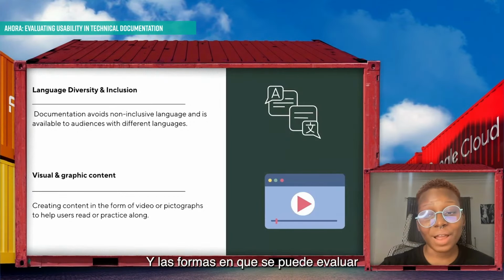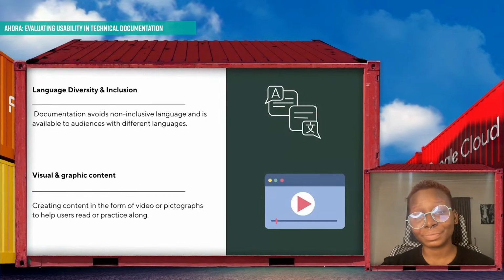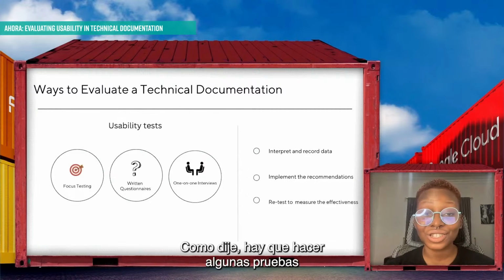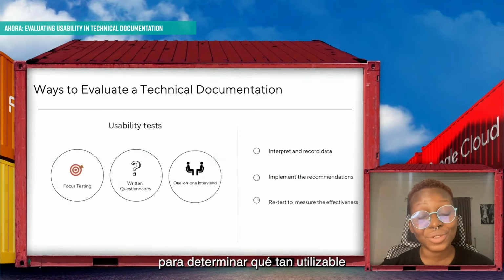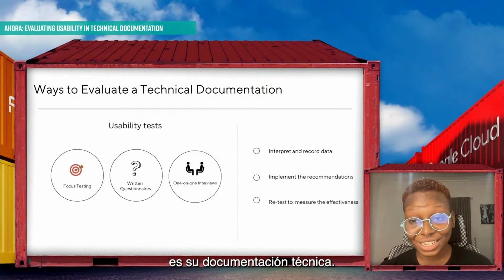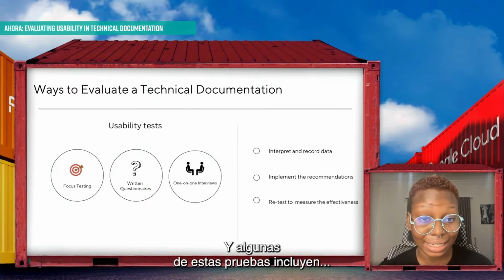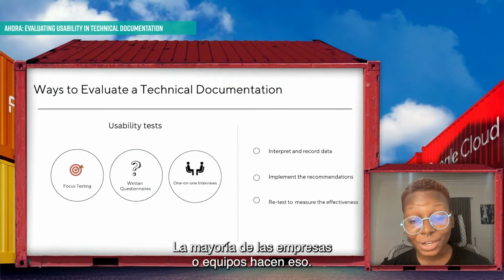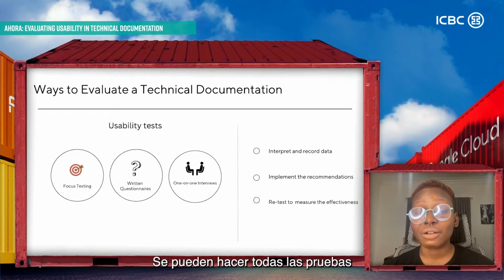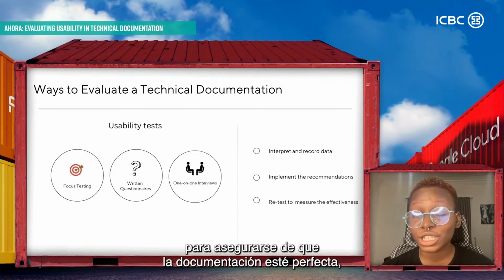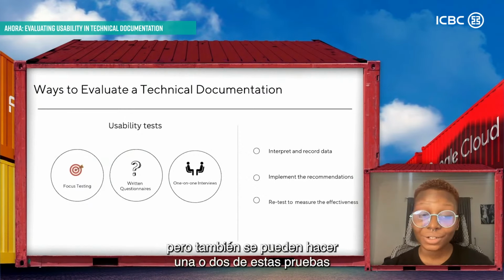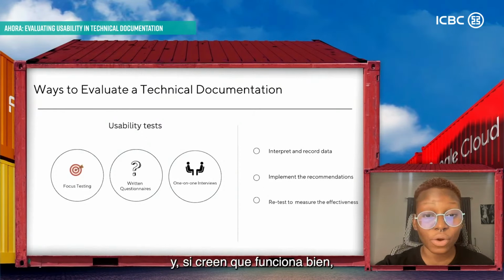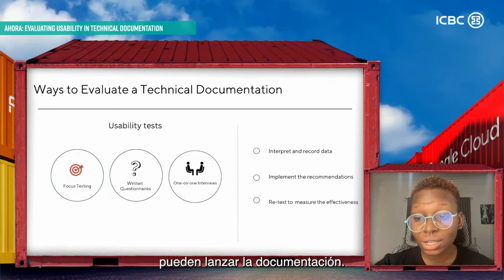And then there are different ways that we can evaluate the technical content. Like I said, there's a couple of tests that you need to do to determine how usable your technical documentation is. Now, most companies or most teams do that. You can run through all of the tests to determine that, yes, your documentation is 100% perfect. But you can also just try one or two of these tests, and if it works good enough for you, then you can proceed with your documentation release.